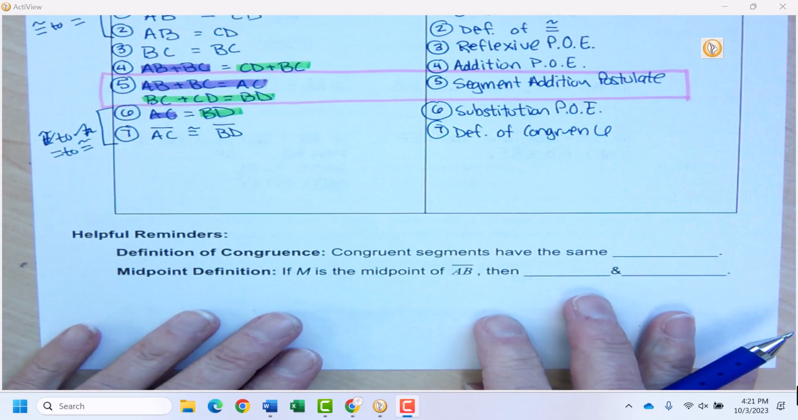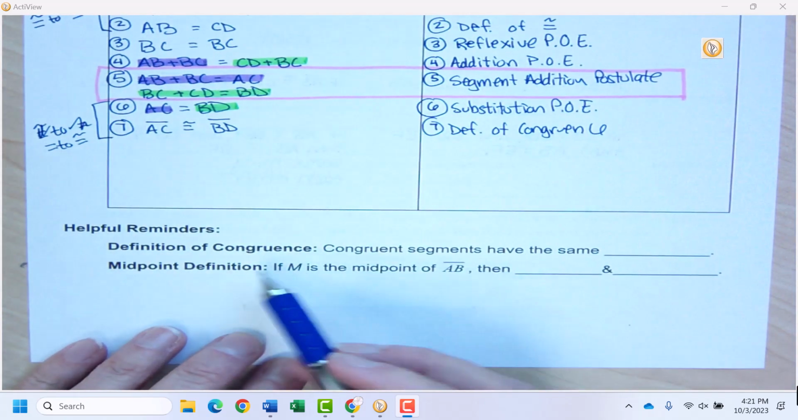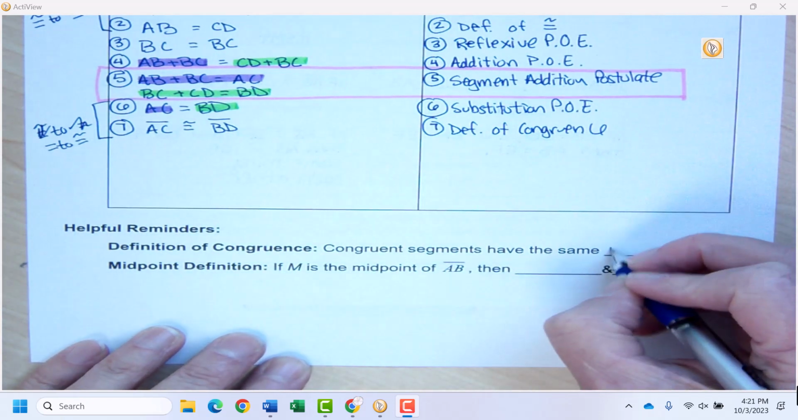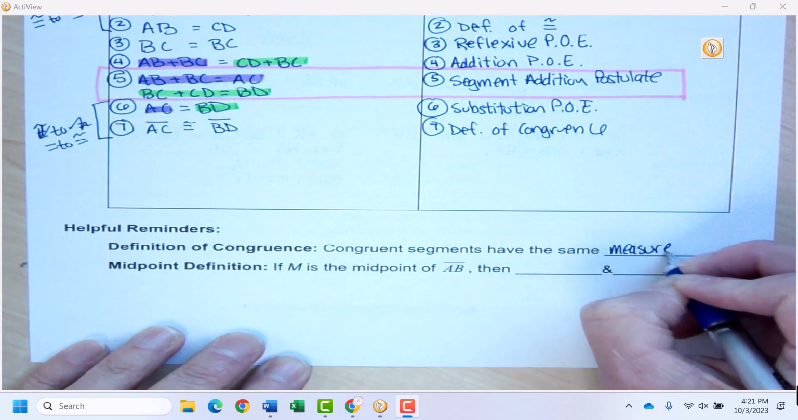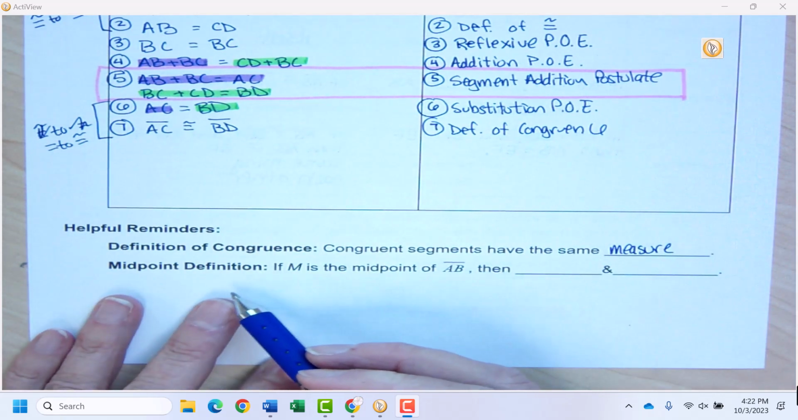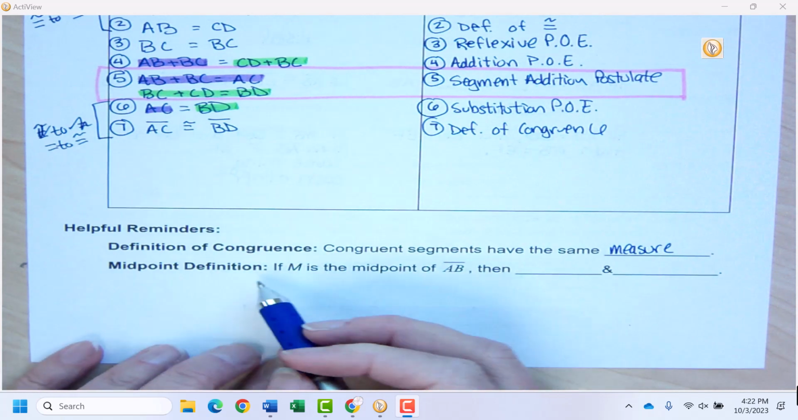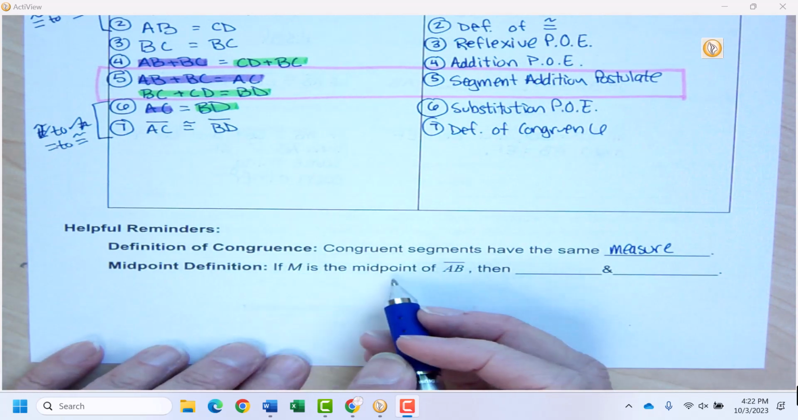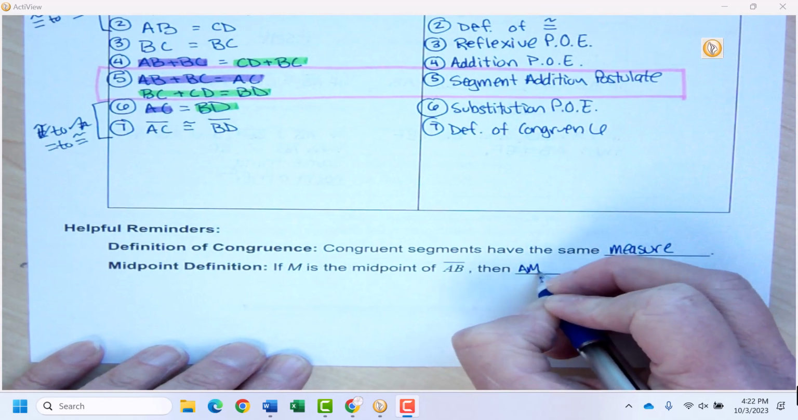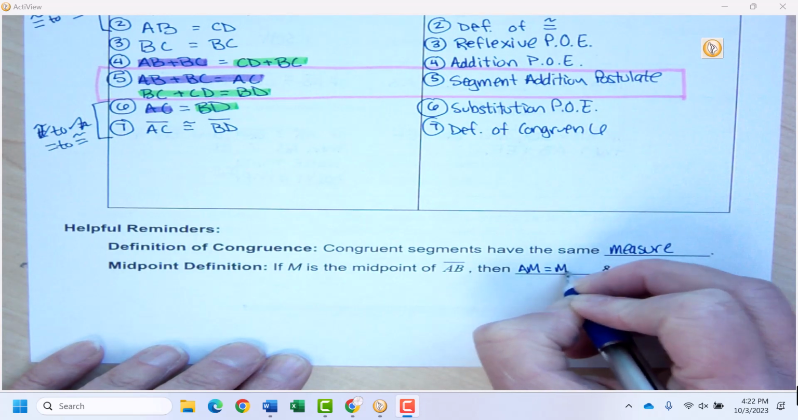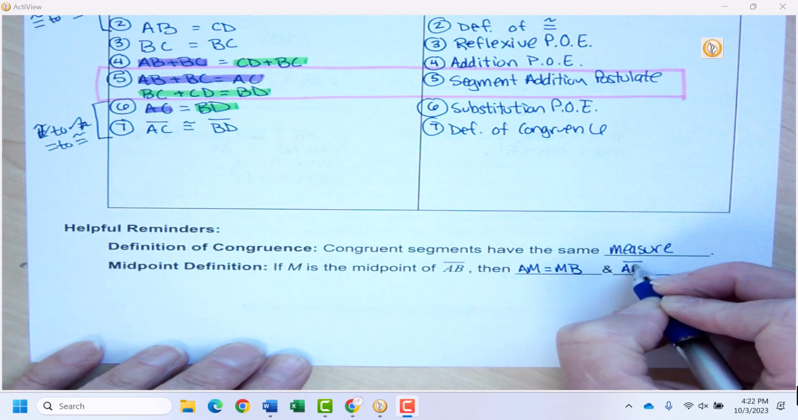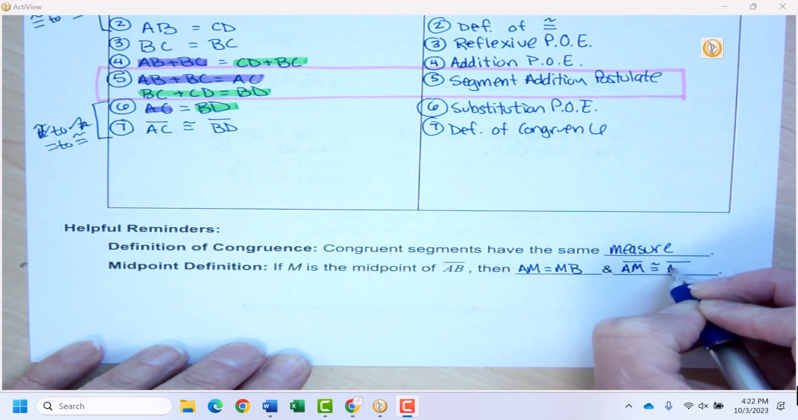A couple of quick reminders before we finish. The definition of congruence says that congruent segments have the same measure. We used that a couple of times up top. And you might need the midpoint definition. The midpoint definition says that if M is the midpoint of segment AB, then the measure of AM is equal to the measure of MB. And it also means that segment AM is congruent to segment MB.